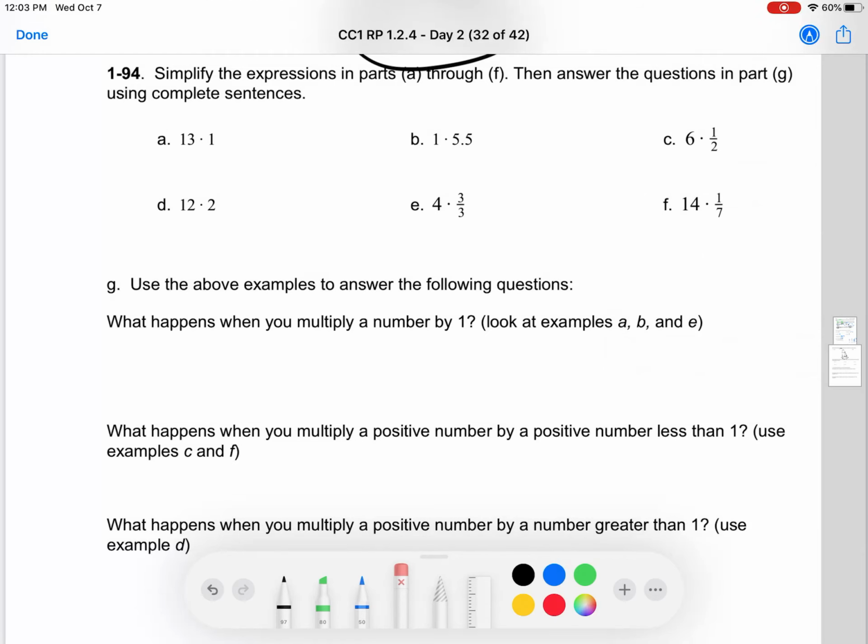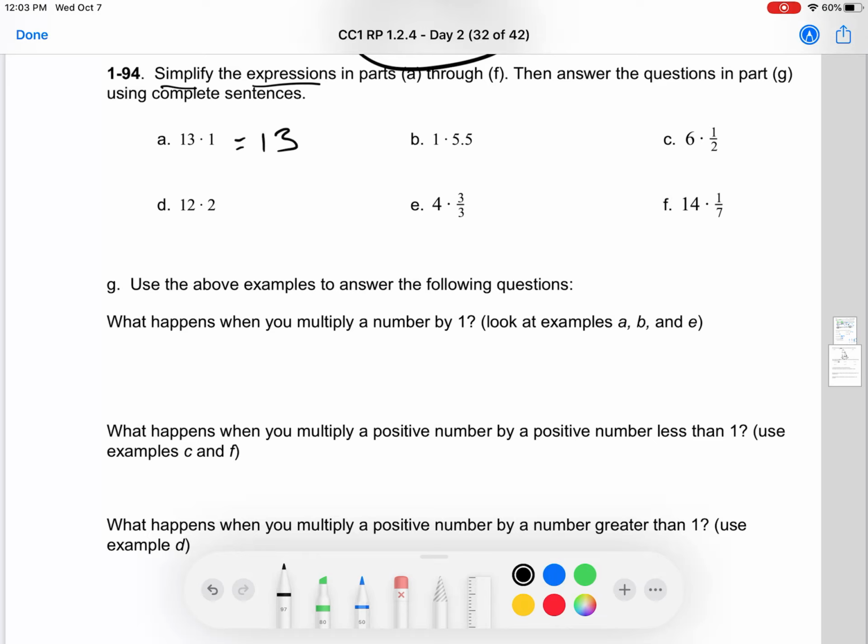Hey, here's a little help for 1-94. First, when we see the directions, it says simplify. Simplify the expression in parts A through F, then answer the questions down below. So when it says simplify expressions, all it's asking for is the answer.